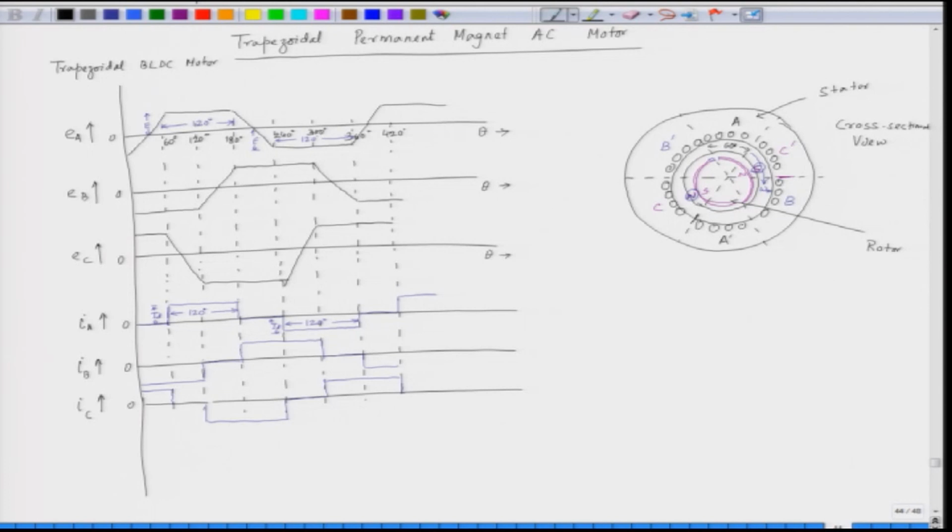So, how is this current fed to the motor? The motor stator is a 3-phase motor, and we have an inverter, and the inverter is used to feed this quasi square current to the stator winding of the motor. So, we have a 3-phase inverter. So, this is our 3-phase inverter.